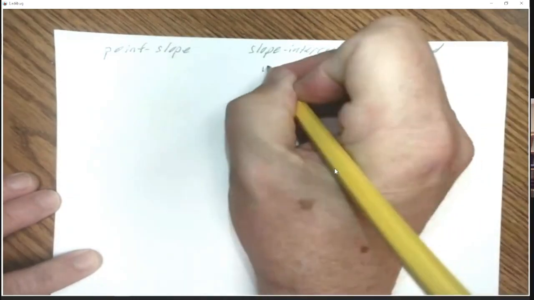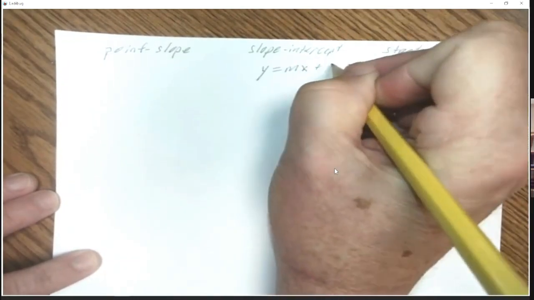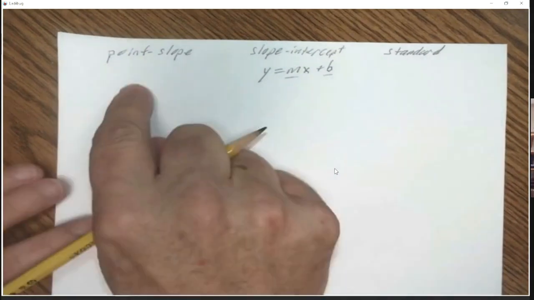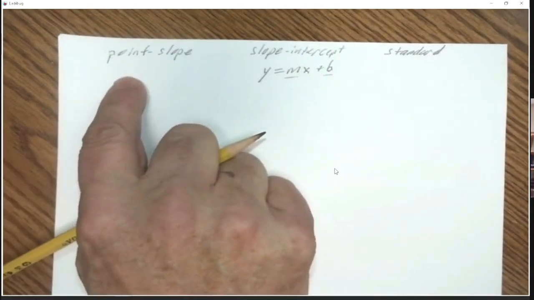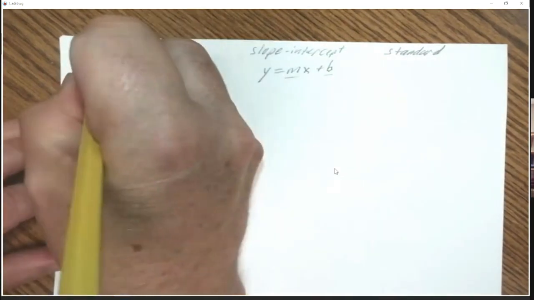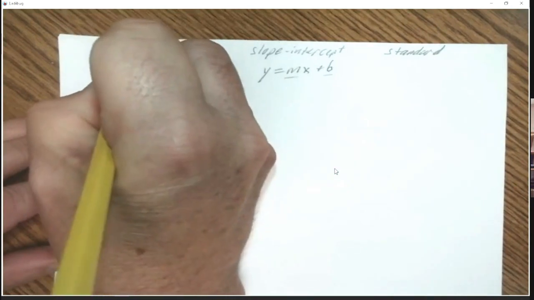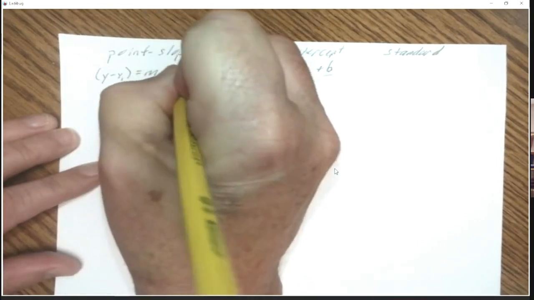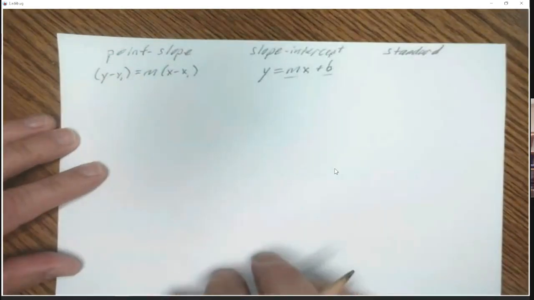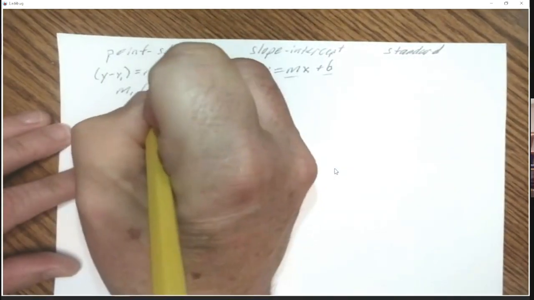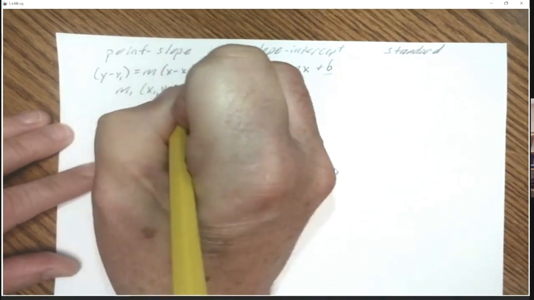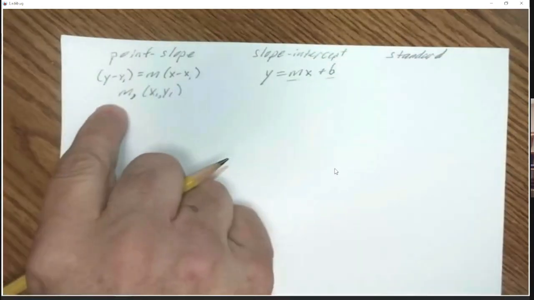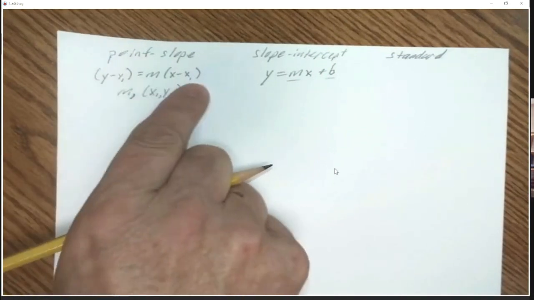So slope intercept, of course, is y equals mx plus b, where m is the slope and b is the intercept. That's what we're used to seeing. Point slope is where all we have is the slope and a point that is on the line. In that case, we'd have y minus the y coordinate of the point equals the slope times x minus the x coordinate of the point. That's when you have a slope and a point, x1, y1. Then you can write it in point slope.